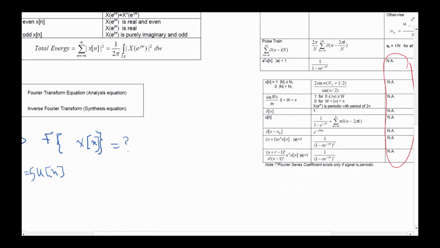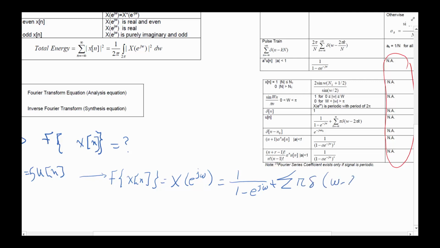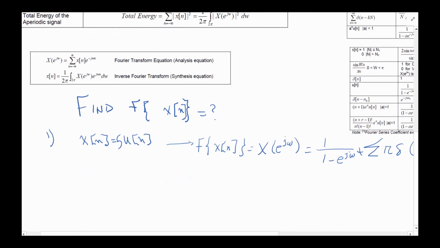Yes, sure enough, there is a u of n, and the Fourier transform of x of n, which would be a capital X of e to the j omega, is equal to this whole function here: 1 over 1 minus e to the minus j omega, plus the summation of pi delta of omega minus 2 pi k, and we're done. So that's the simplest one. It's in the table, you just look across, find it, and you're done.